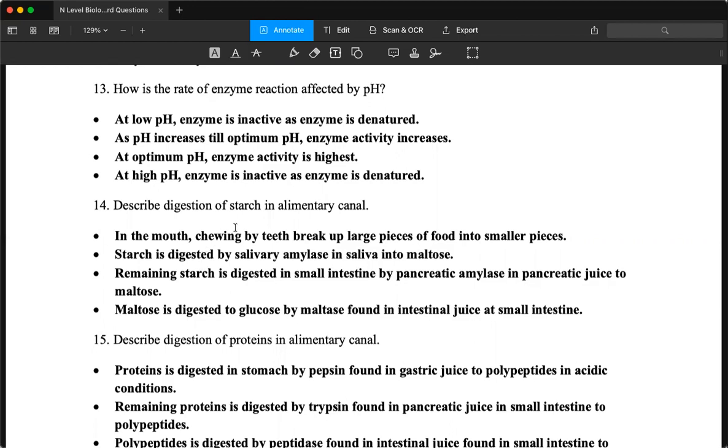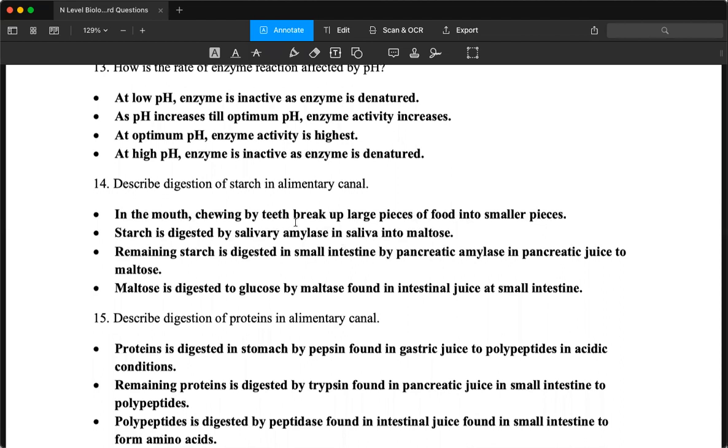Describe the digestion of starch in the alimentary canal. So you need to mention that in the mouth, there is chewing by the teeth to break up large pieces of food into smaller pieces. Digestion can mean physical and chemical. So if they mention digestion, then you have to mention both. If they only mention chemical, then you just specify the enzyme. If they mention physical, it's just the activity by the teeth in the mouth.